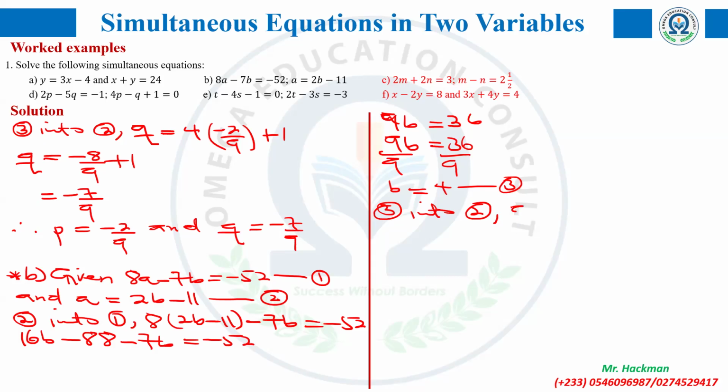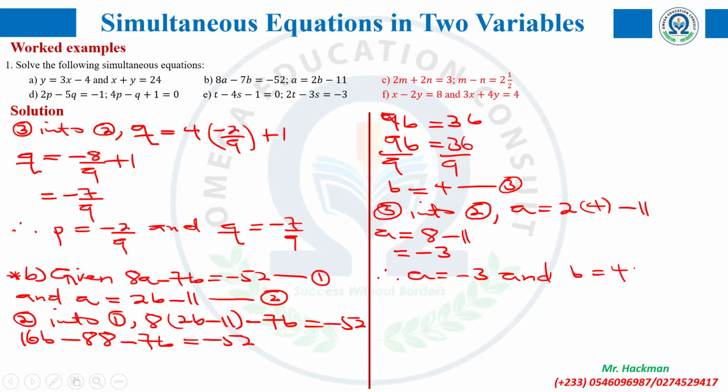It will be A is equal to 2B. So 2 into B, which is 4, then minus 11. So that will give us A is equal to 8 minus 11, which will give us A to be equal to what? Minus 3. Am I right? So at this point, you conclude, therefore, A is equal to minus 3, and B is equal to 4. Point well made, my professors.